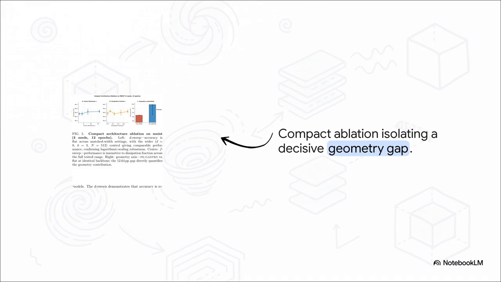The result? Accuracy plummeted from over 99% down to about 87%. That is a decisive 12.64 percentage point gap. It definitively proves that aligning the tensor factorization with the geometric inductive bias, meaning the native structure of the problem, is what drives the incredible accuracy here. It's not just sheer width.